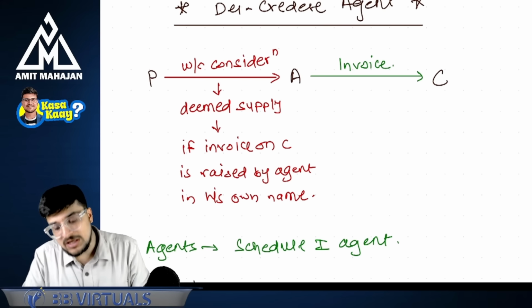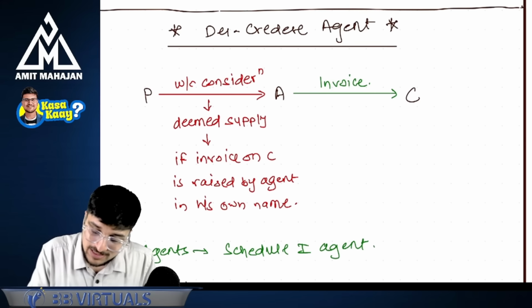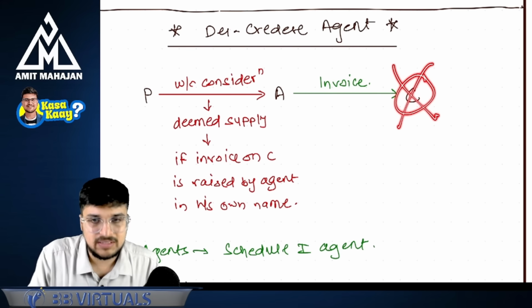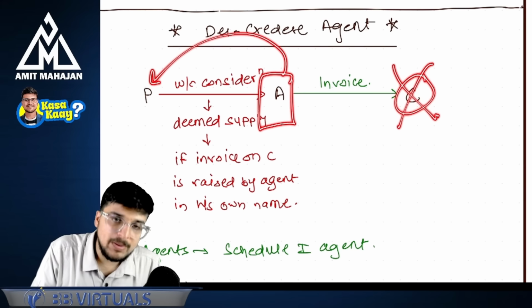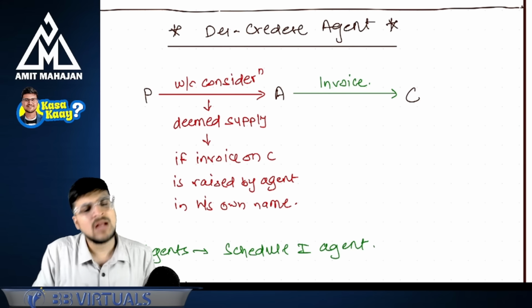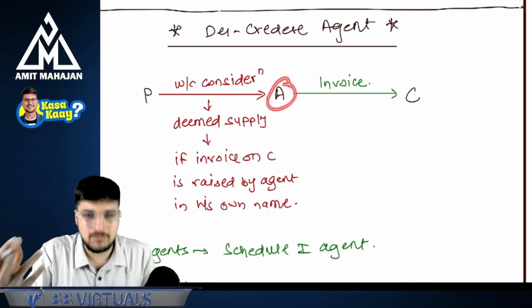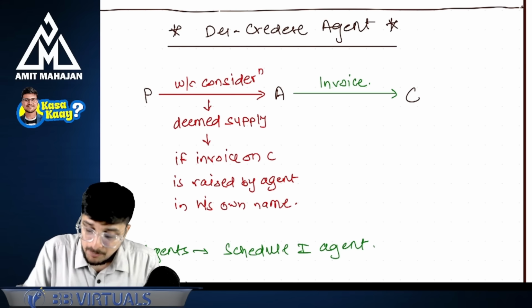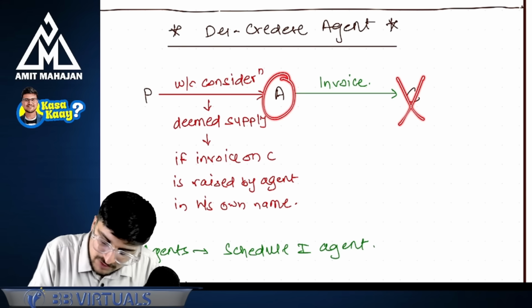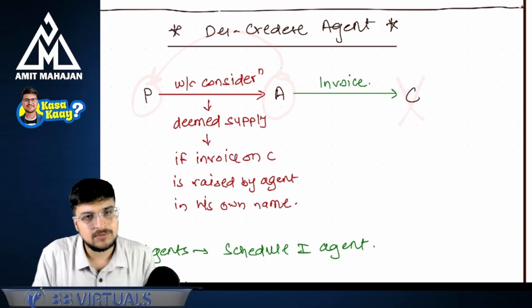Correct? Okay. What is the meaning of del credere agent? Del credere agent means if the customer fails to make a payment, then the agent takes the responsibility of making the payment to the principal. And of course, in return, the agent takes more commission because he's taking that responsibility. But that is irrelevant for the time being. Point is, if the customer does not pay, the agent will make a payment of that amount to the principal.